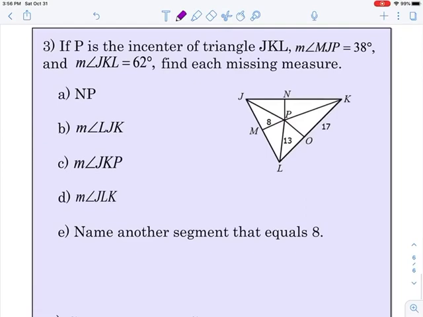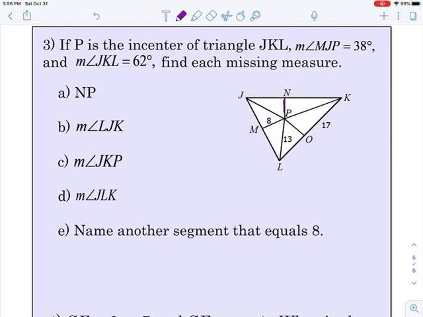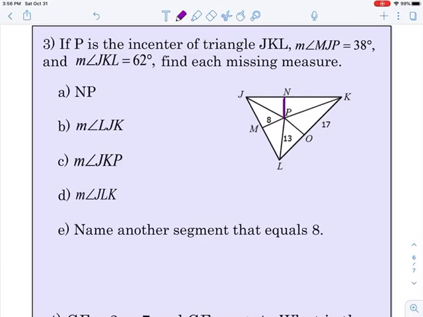Okay, so if P is the incenter of the triangle JKL, and the measure of angle MJP is 38 degrees, and the measure of angle JKL is 62 degrees, we want to find each missing measure. So the first thing that we want to find is NP, and NP is this piece right here. Well, if I look over here, I know that MP is 8, and again, that incenter is equidistant from the sides. So if this piece is 8, that means that NP is also going to be 8.